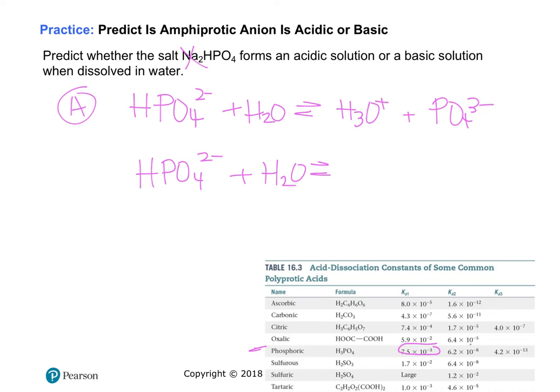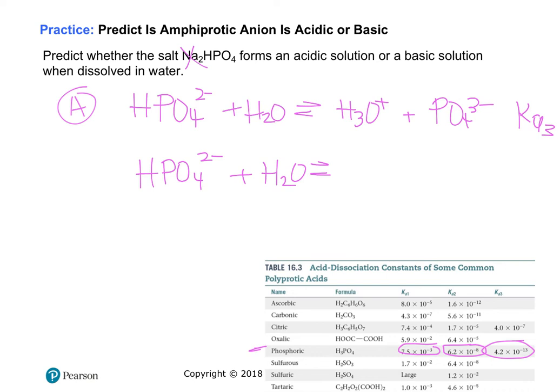Then this next one would be dihydrogen phosphate, so H2PO4 minus going to HPO4 2 minus. So we don't have that happening at this point. Then this third one would be hydrogen phosphate going to phosphate, and that is what we have. So this, we're going to use Ka3. So that is what is happening for that third hydrogen coming off.